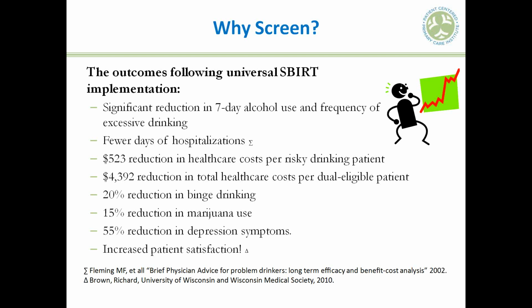Additionally, fewer days of hospitalizations are cited following a universal SBIRT implementation, a $523 reduction in healthcare costs per risky drinking patient, almost $4,400 reduction in total healthcare costs per dual-eligible patient, meaning those who have Medicaid and Medicare, a 20% reduction in binge drinking, so the number of drinks consumed in one sitting or in one day, a 15% reduction in marijuana use, a 55% reduction in depressive symptoms, and interestingly, we also see an increase in patient satisfaction. So not only are we controlling costs and improving patient outcomes, but patients are more engaged with and more satisfied by the quality of care and their health themselves.